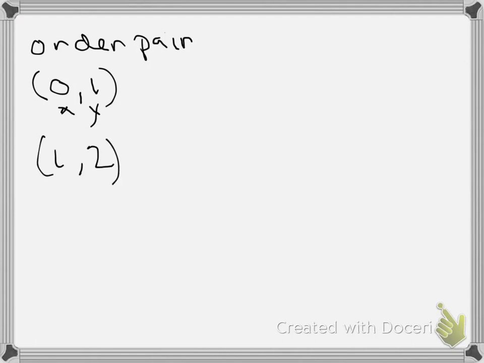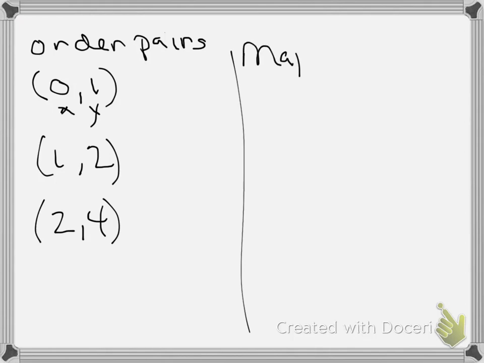Ordered pairs, we've seen them many times. We have 0, 1. Remember, this is X and Y. And we have 1, 2, 2, 4. And we've all seen the ordered pairs before. And so now here's the mapping diagram.